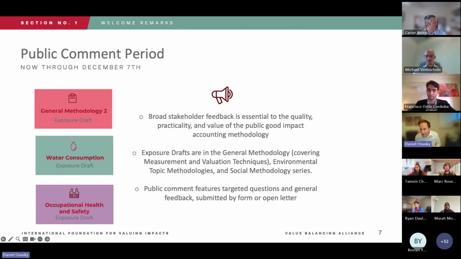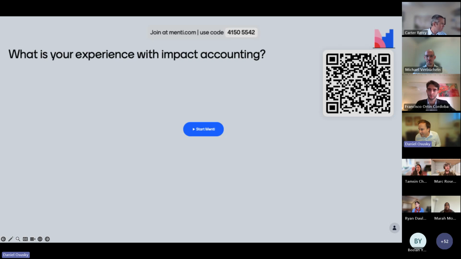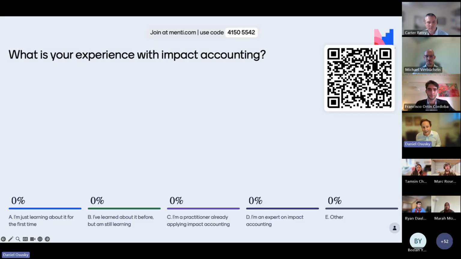And so we're going to pilot that out first of all with a basic question just to understand who is in the room with us today. And so we have a poll here that is to ask, what is your experience with impact accounting? You can follow the QR code or the link that's being shared in the chat to submit your response, and there will be a handful of these polls throughout the session, and so feel free to keep your Mentimeter up for future questions as well.